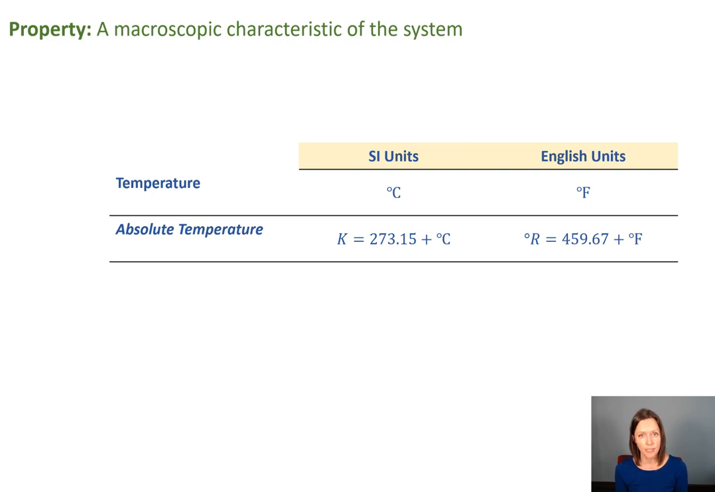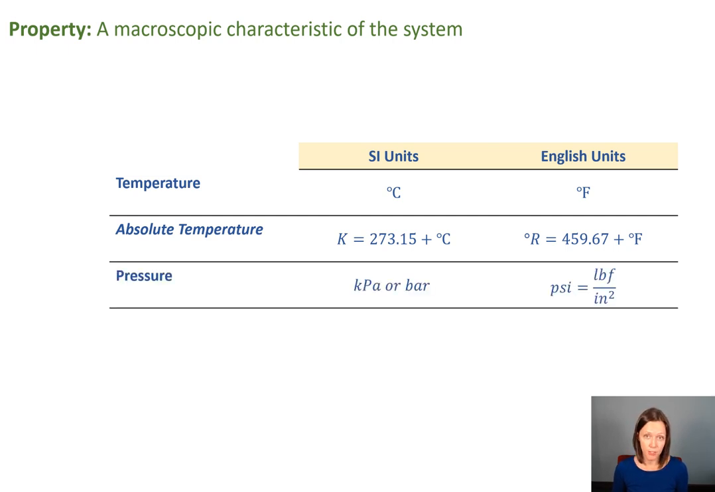273.15. In English units, it's degrees Rankine. And you'll add 459.67 to your temperature in degrees Fahrenheit. Oftentimes in class, it's just rounded off to 460. But once again, if you need to be more accurate, just leave it as 459.67. All right, so temperature. We'll also work with pressure and volume. So there we go. We've got three properties that we're familiar with already: temperature, pressure, volume.